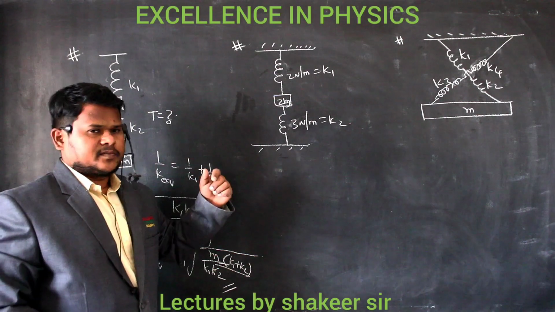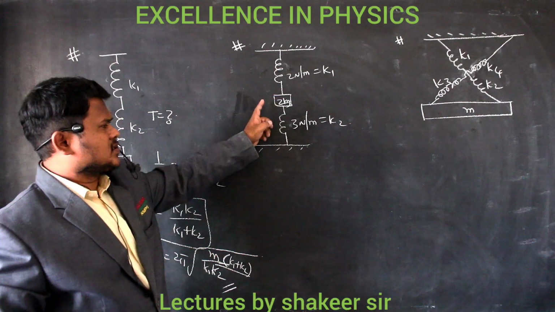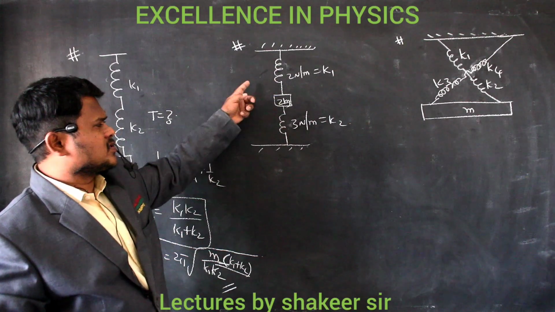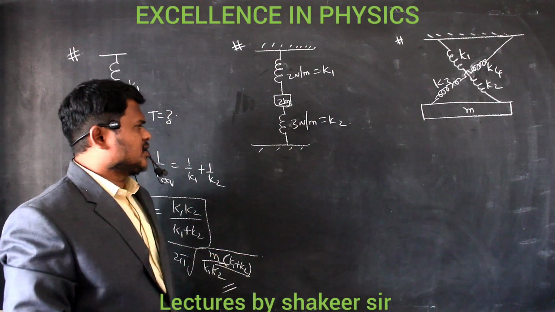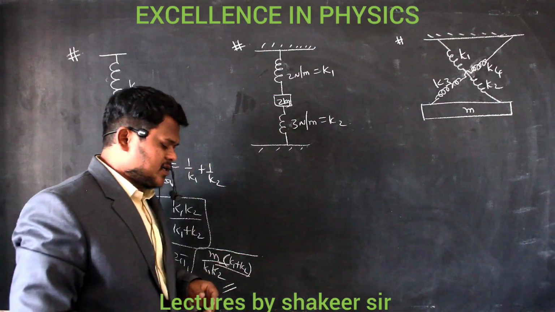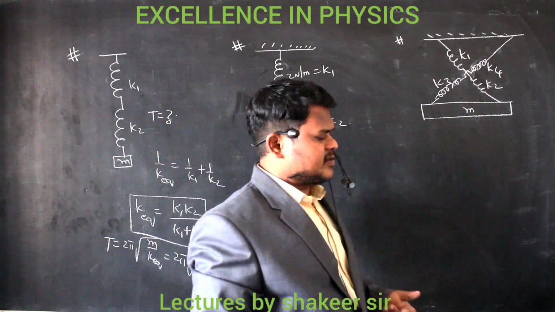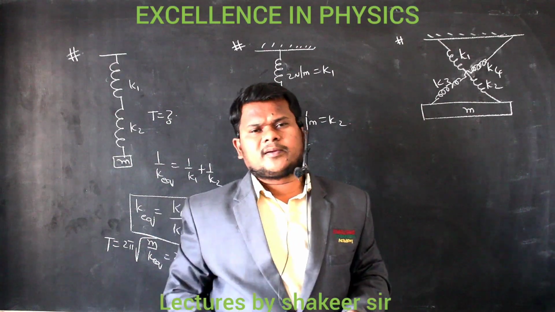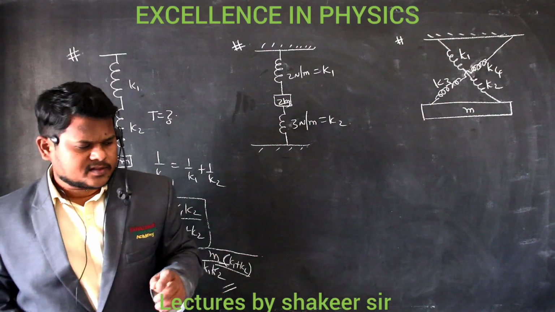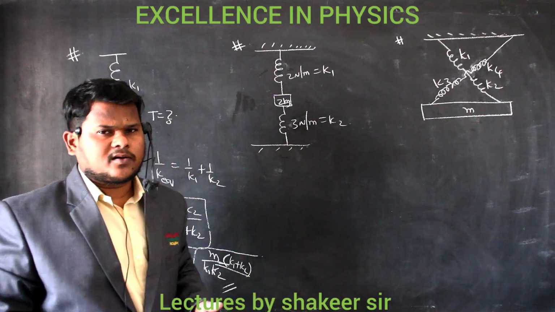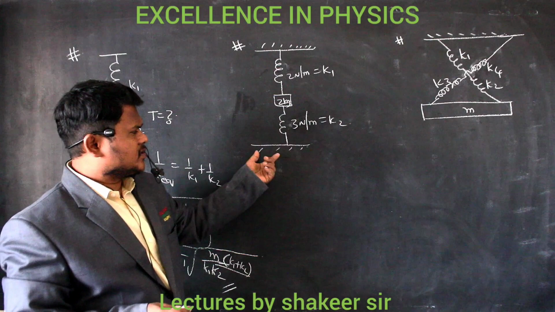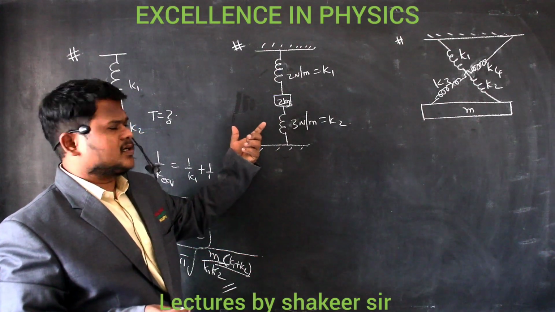Now what about this one? Clear? This is a mass which is connected to two springs. One spring is above this mass, one spring is below this mass. First of all, is it a series combination or a parallel combination? How to identify this? Okay, this is very important. In a combination of springs, how can I identify whether this combination is series or parallel?